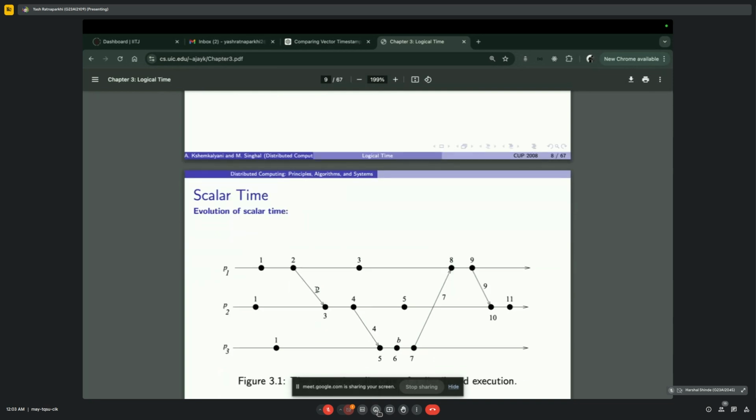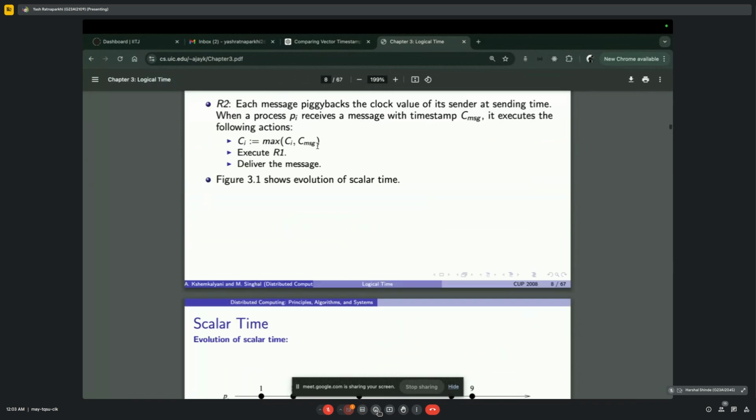In the graph, it is properly written 2 here. That means what we are sending is the message plus the timestamp of this value. So the timestamp here is 2, and 2 will be sent to this. 2 will be sent here, not 3. So the C message will be 2.